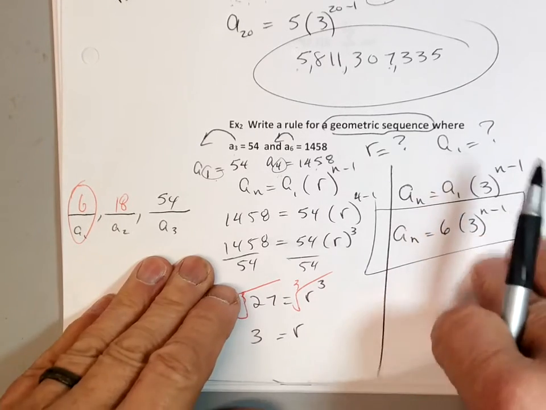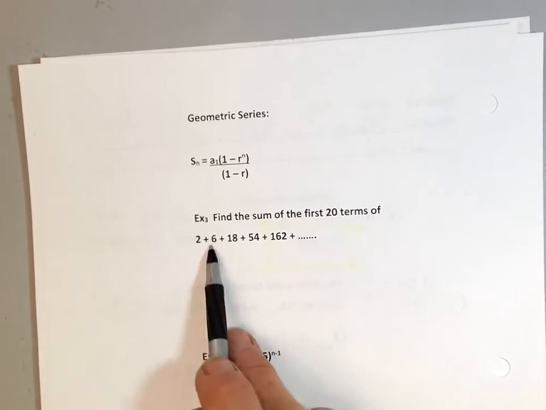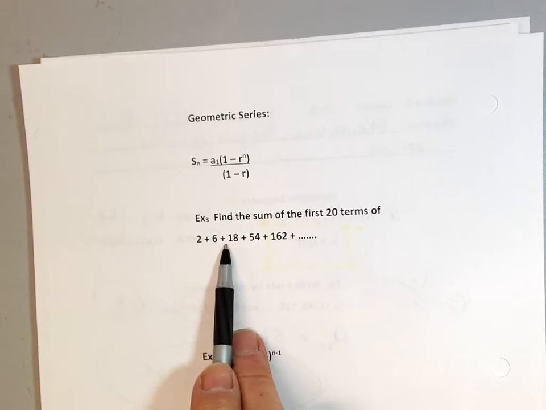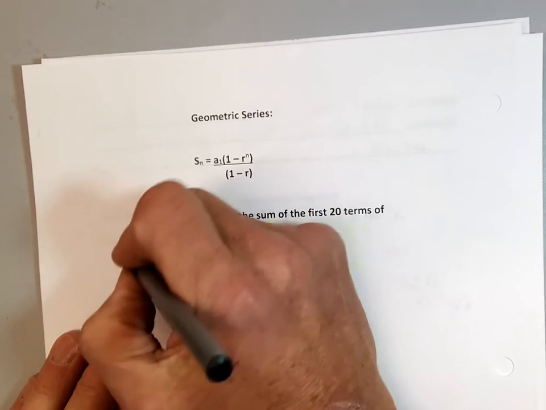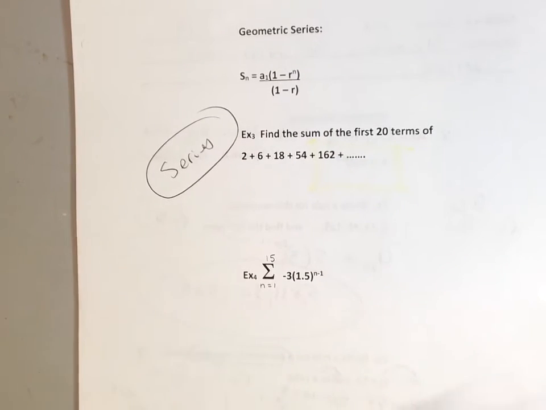All right, flip the page. Everybody good? Okay, let's take a look at number 3. Okay, so number 3, I see the pluses, right? See the plus, plus, plus, plus. So number 3 is a series, because anytime we add the terms, it's a series, right? And if it is geometric, we have a formula.